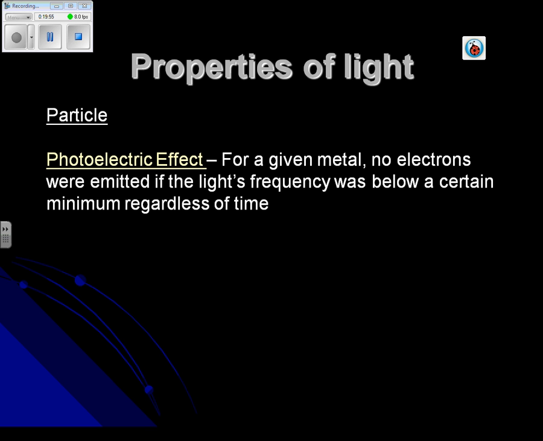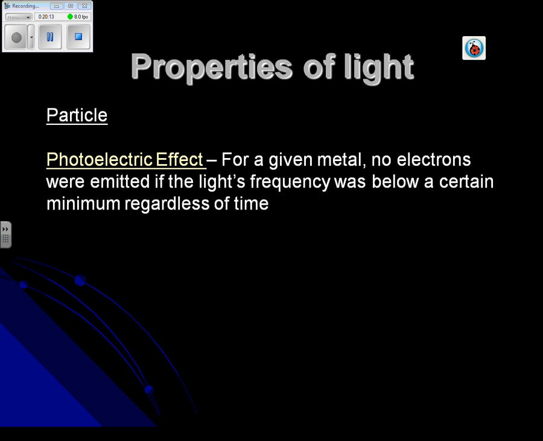Now remember, they have different frequencies there, and purple and blue have higher frequencies than the other colors. And basically it says that no electrons are emitted if the light's frequency was below a certain minimum, no matter how long they shine this light on there.